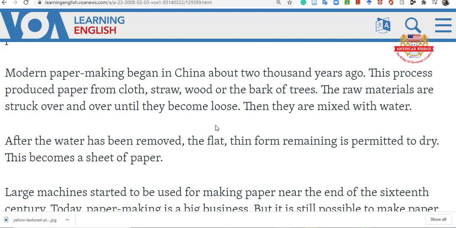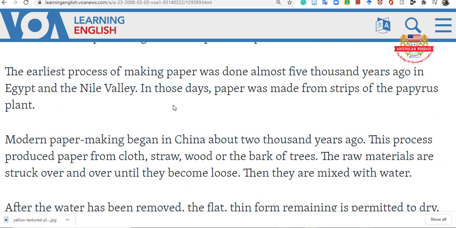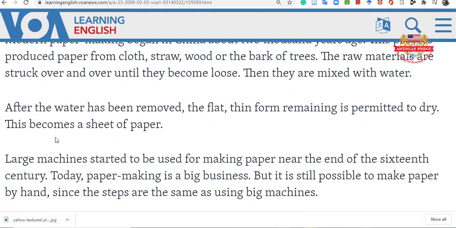Okay, this is another strategy from China. It is different from Egypt and the Nile Valley, where they used the papyrus plant, but China used cloth, straw, wood, and the bark of trees.